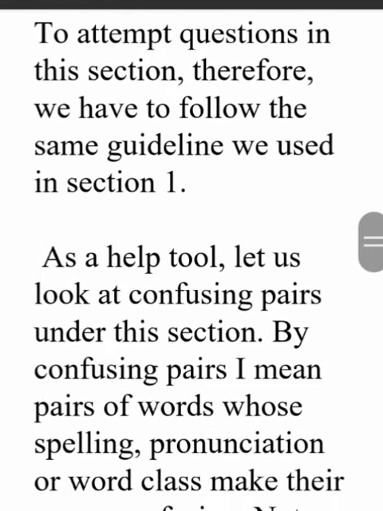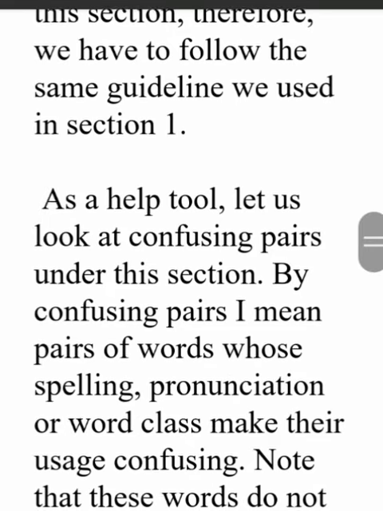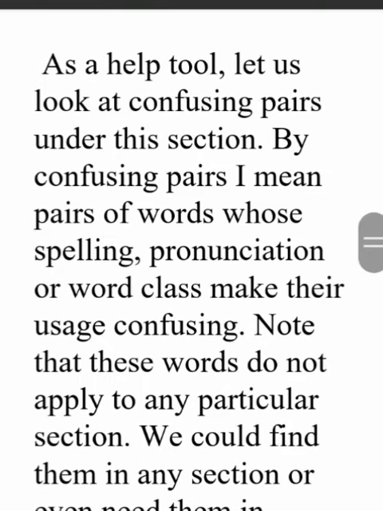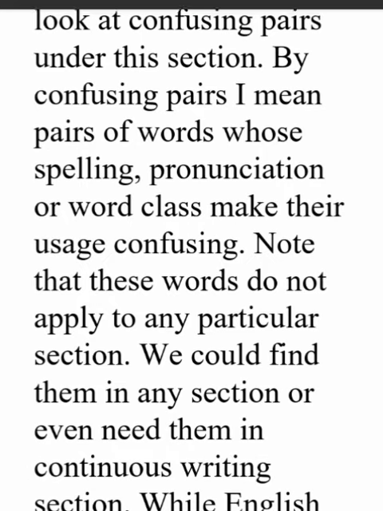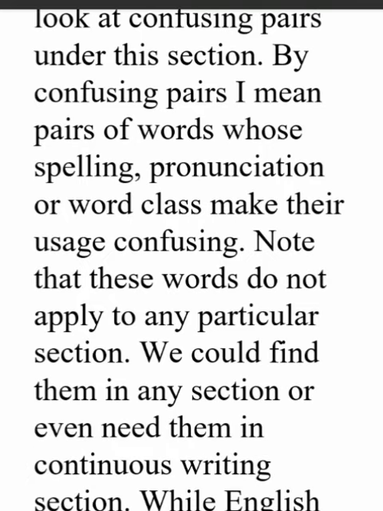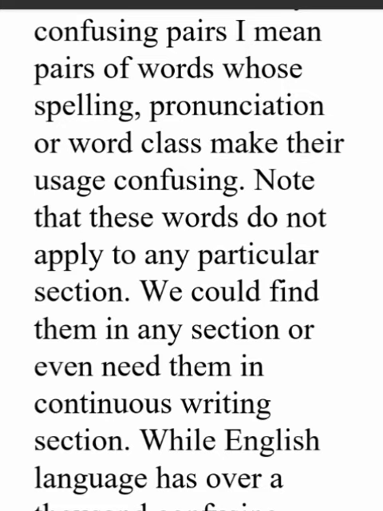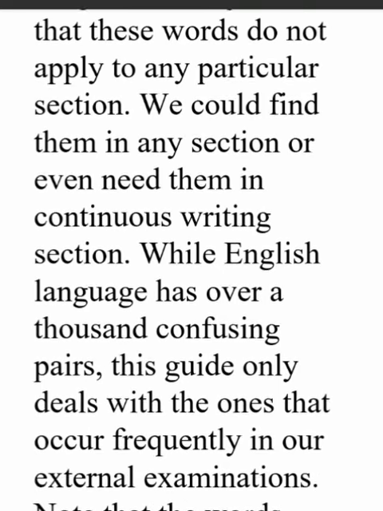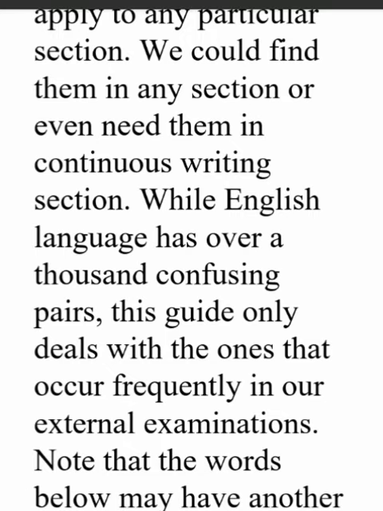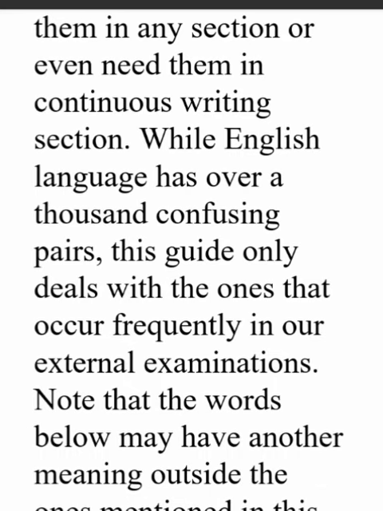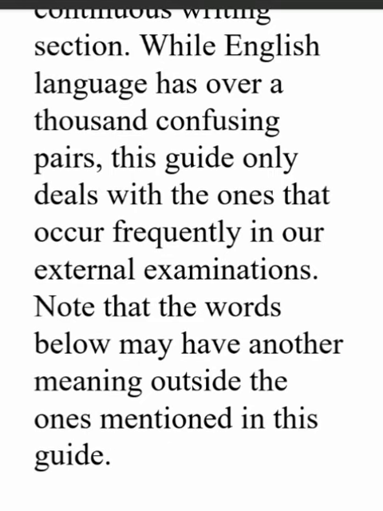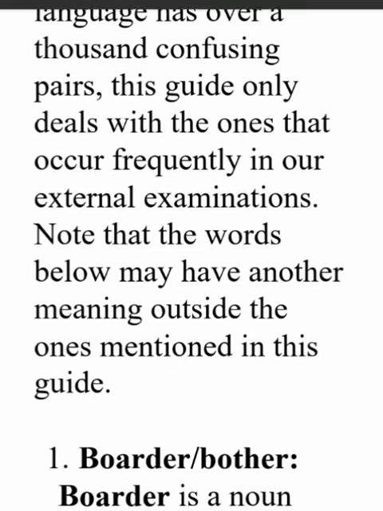As a help tool, let us look at confusing pairs under this section. By confusing pairs I mean pairs of words whose spelling, pronunciation, or word class make their usage confusing. Note that these words do not apply to any particular section. We could find them in any section or even need them in the continuous writing section. While the English language has over 1,000 confusing pairs, this guide only deals with the ones that occur frequently in our external examinations. Note that the words below may have another meaning outside the ones mentioned in this guide.